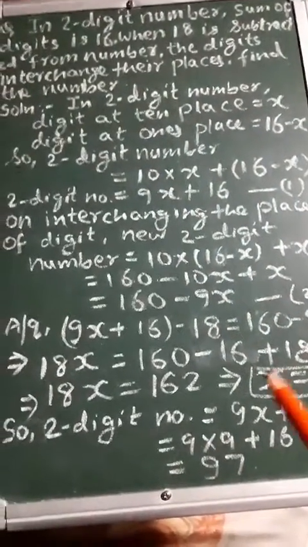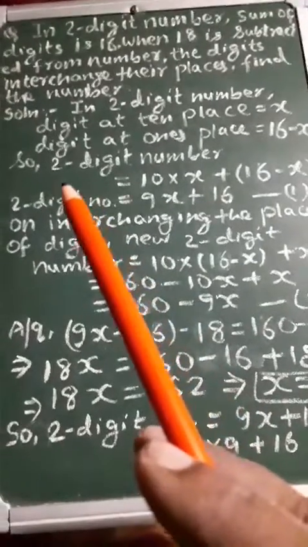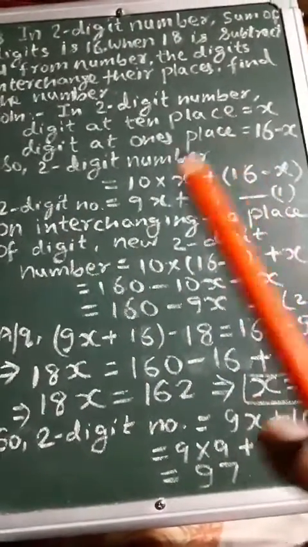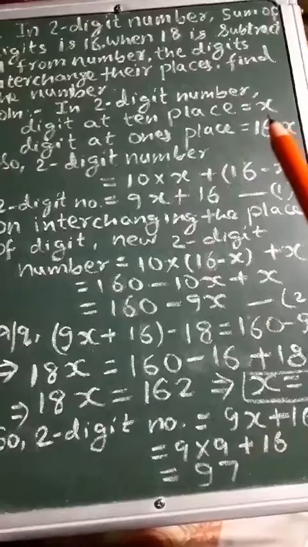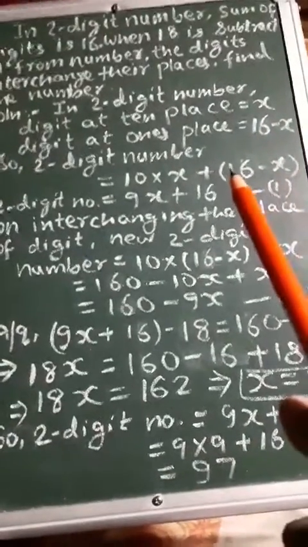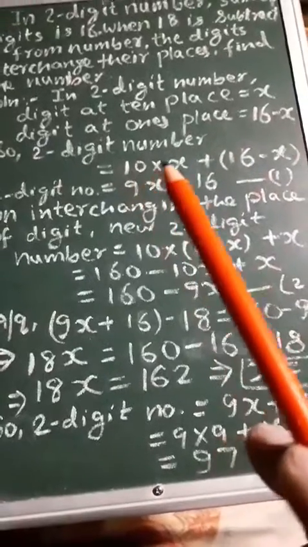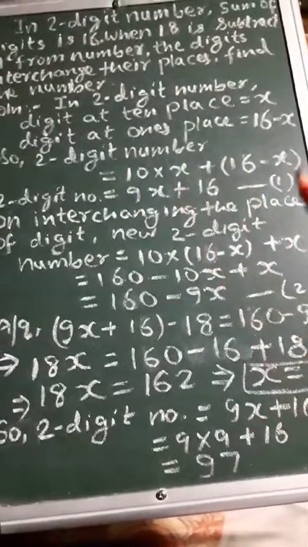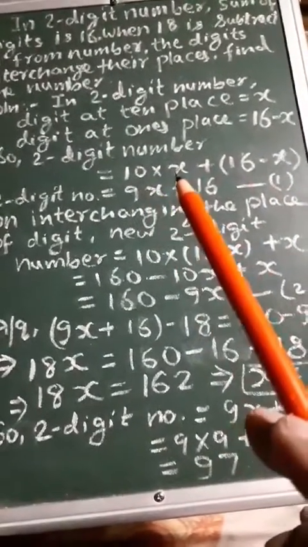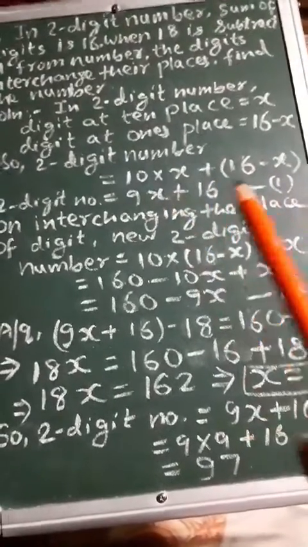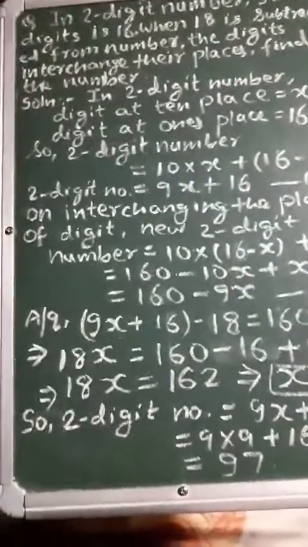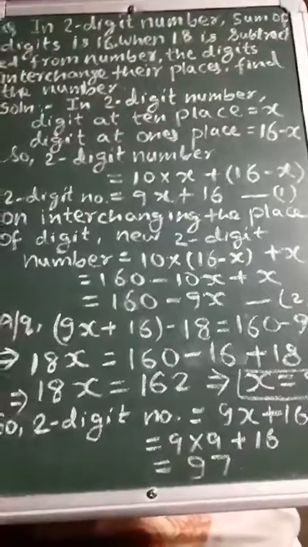So what is the expanded form for writing a 2-digit number? 10 into the tens place number plus the ones place number, just like we discussed with 23, 10 into 2 plus 3. Here it is 10 into x, so 10x plus 16 minus x. That is 10x minus x, 9x plus 16. So the initial 2-digit number is 9x plus 16.